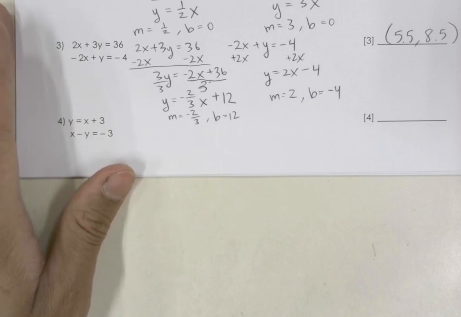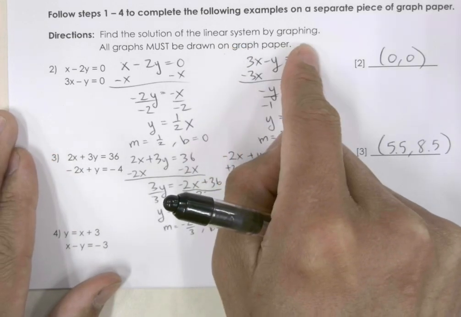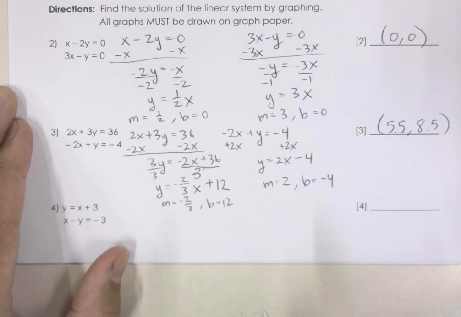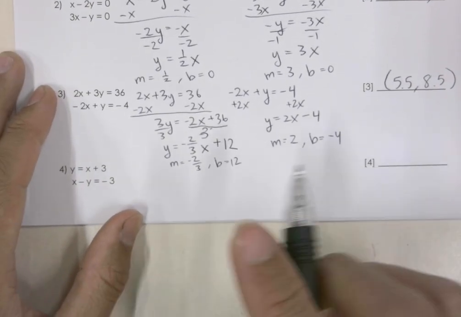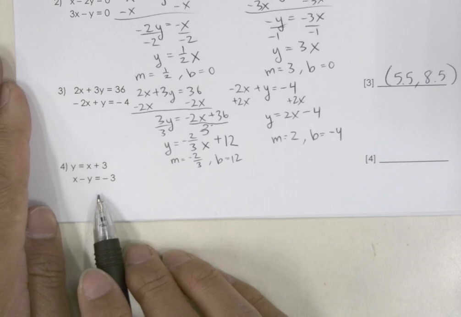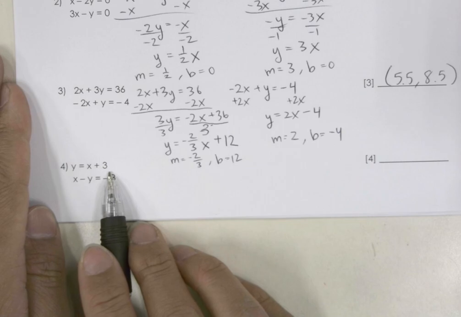So we have a few more of the same problems. It's find the solution of the linear system by graphing. And all graphs must be drawn on graph paper. So it's separate graph paper. Right? So what are we going to do? We're going to take our two equations and put them into slope-intercept form. You can see the first one already is in slope-intercept form.